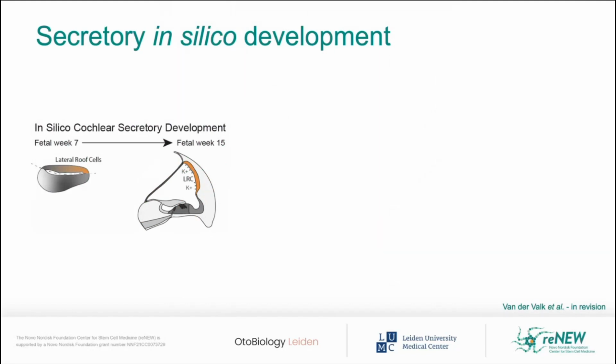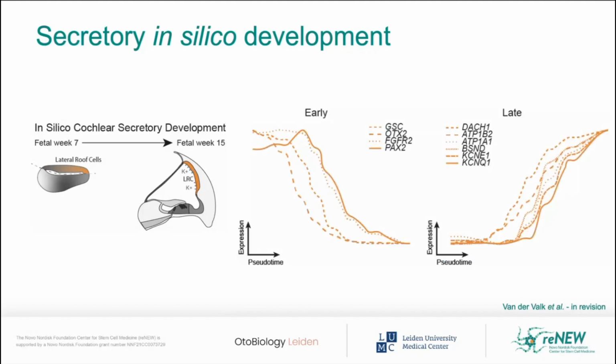So I show you now the results for these lateral roof cells. These become the area vascularis of the cochlea, and we can generate a mathematical timeline, actually. This is called pseudotime, which is the same in this plot and this plot. And we can look at genes that are known to be expressed really early on in these cells. So you can see that this expression is really high early on and low later.